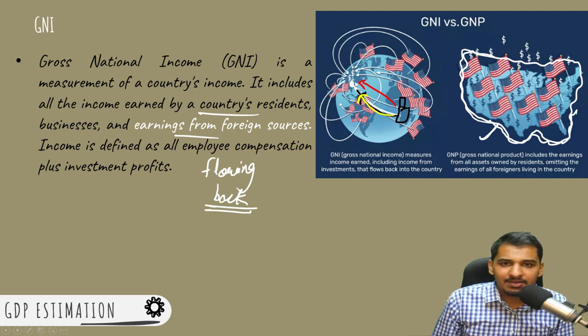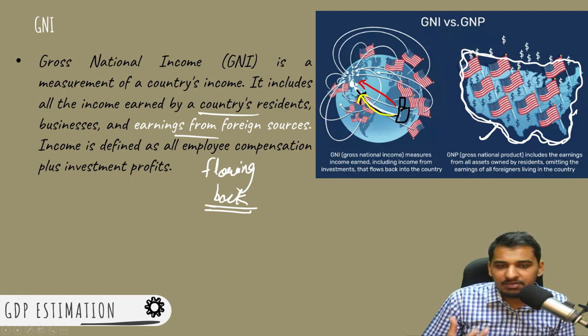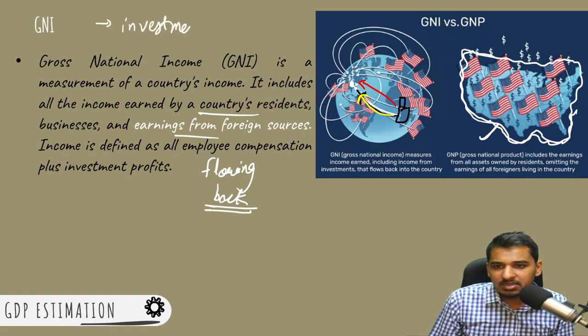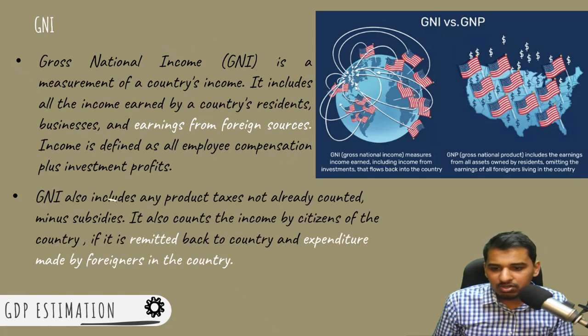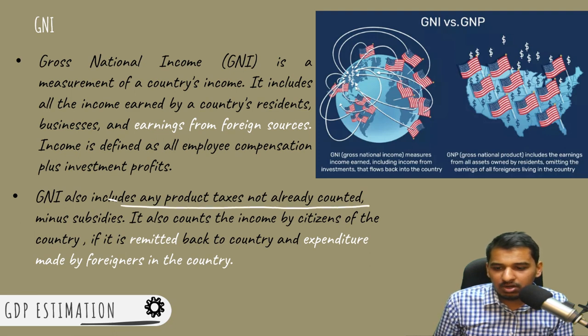But in the case of GNI, if you have made any investment and from that investment income is coming back, then it will be included. So in GNI, you will also include investments that you have made. If that investment income is coming back, then it is included. I hope this is clear to you. Let us see another: GNI also includes any product taxes not already counted, minus subsidies. It also counts the income by citizens of a country if it is remitted back to the country.